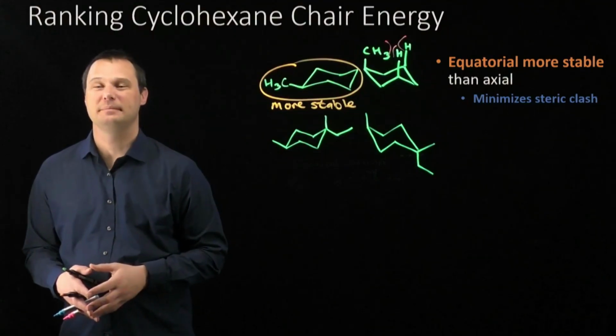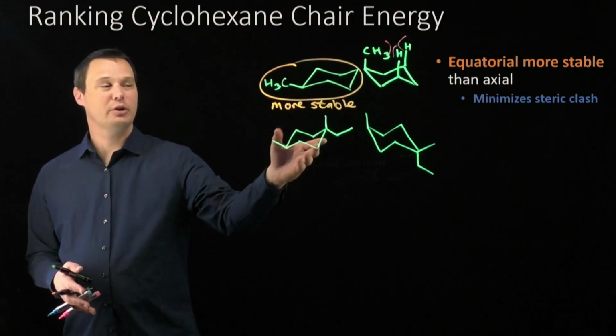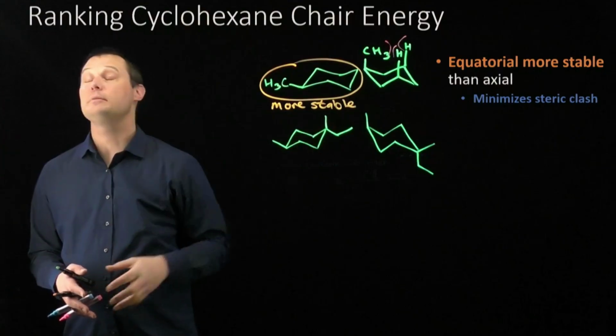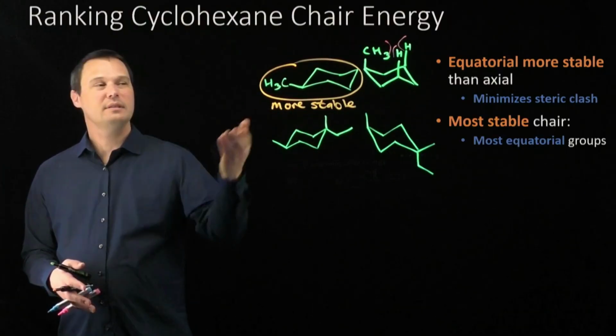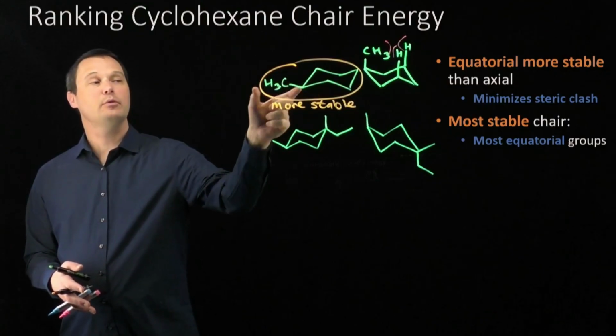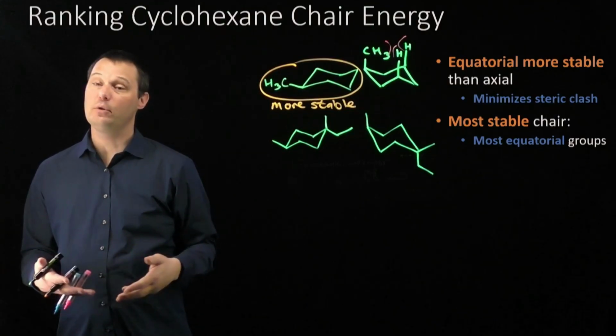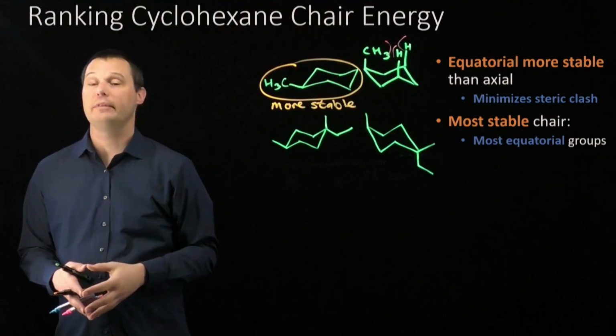What happens when there's more than one substituent? Now things get interesting. With multiple substituents around a chair structure, you often can't get all of them to be equatorial at the same time. So we switch from perfection to prioritization. Since the equatorial orientation is the more stable position for a substituent, the most stable overall chair is going to maximize the number of equatorial groups.